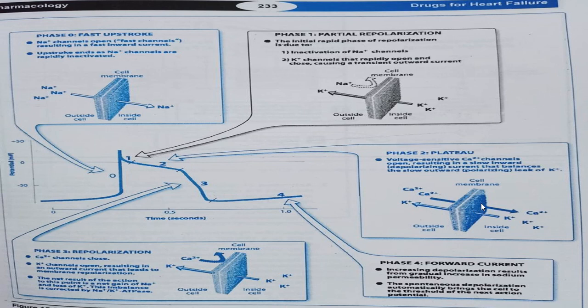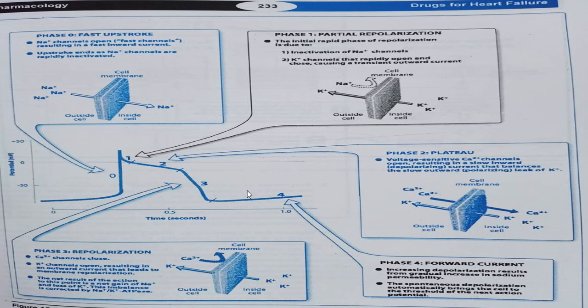To balance the repolarizing effect of the potassium, these calcium channels open to balance the efflux of the potassium, which started in the last phase 1. To balance this, the calcium channels open and it will make a plateau over here.